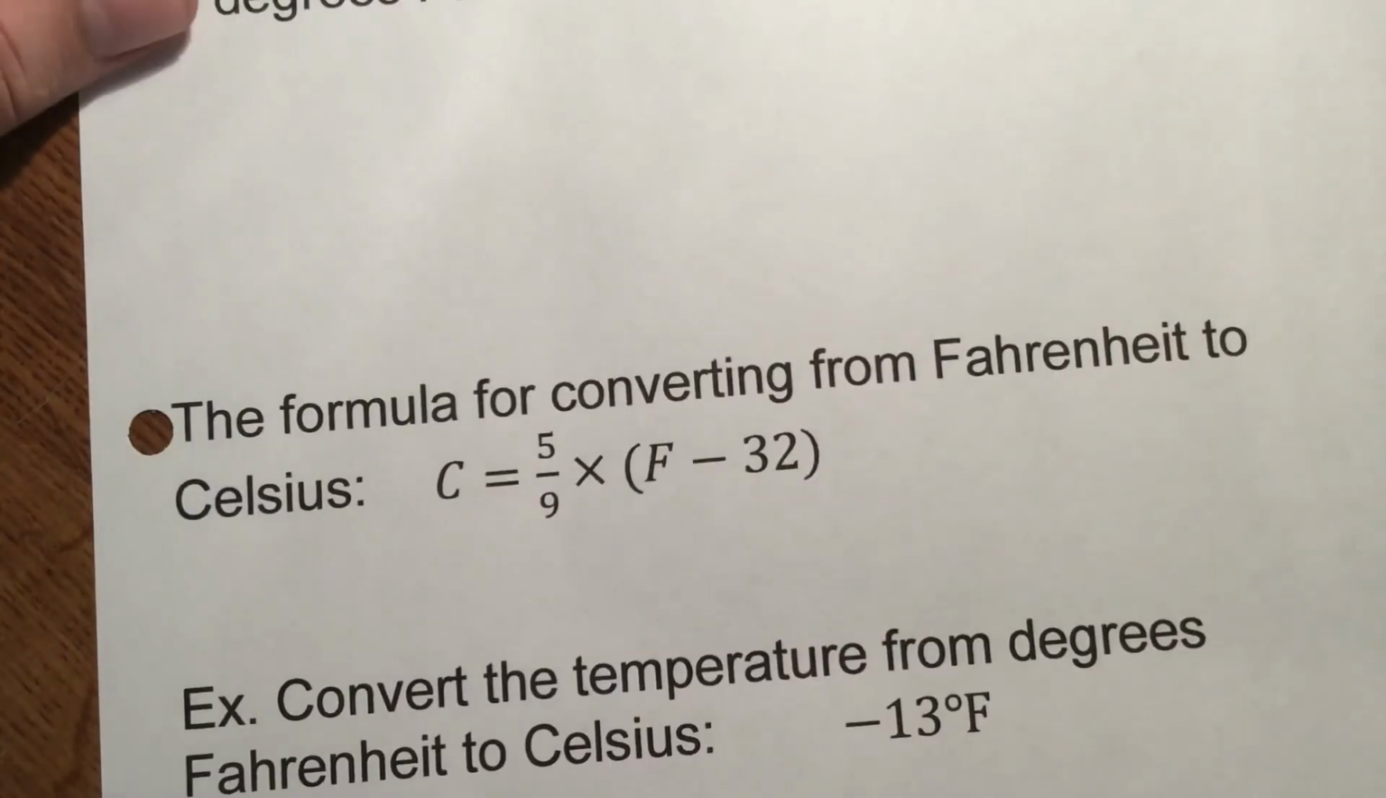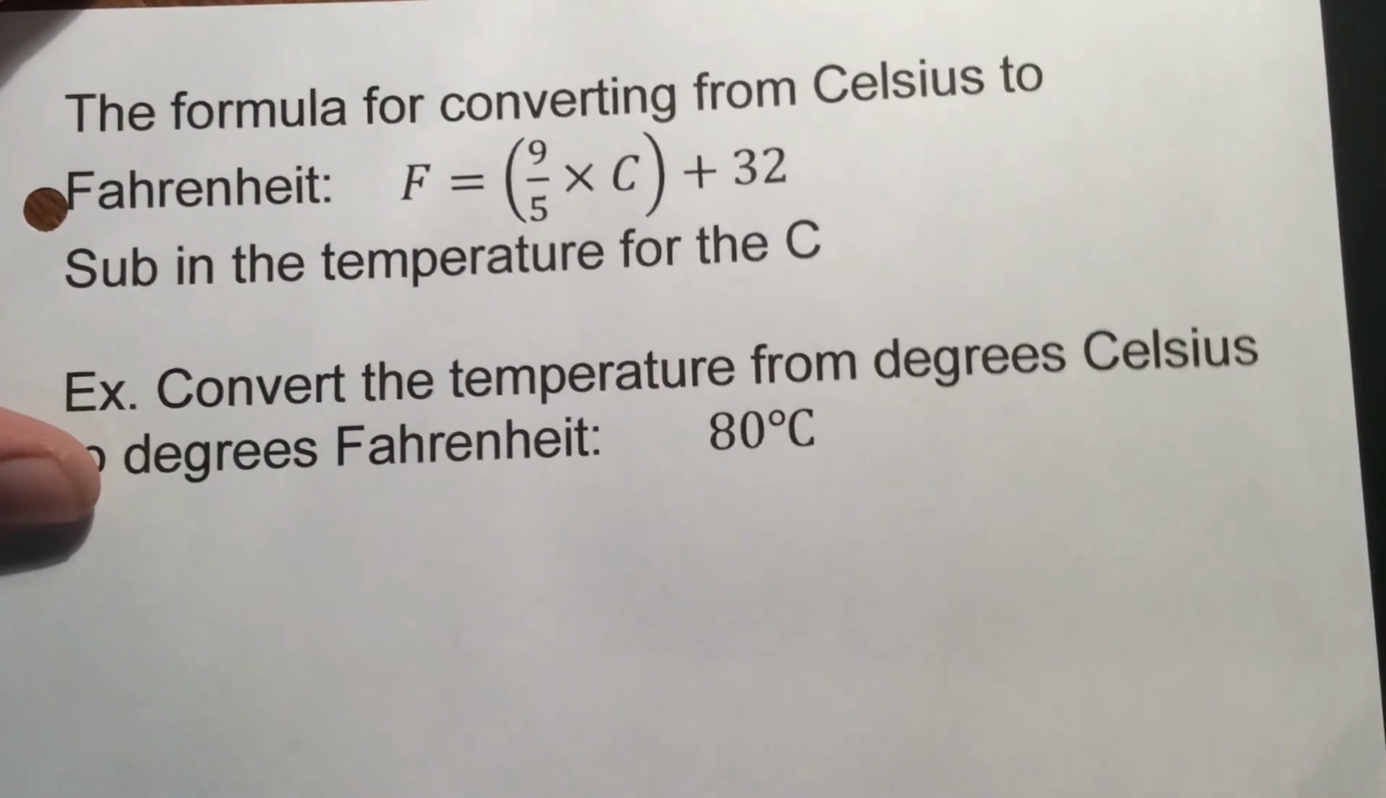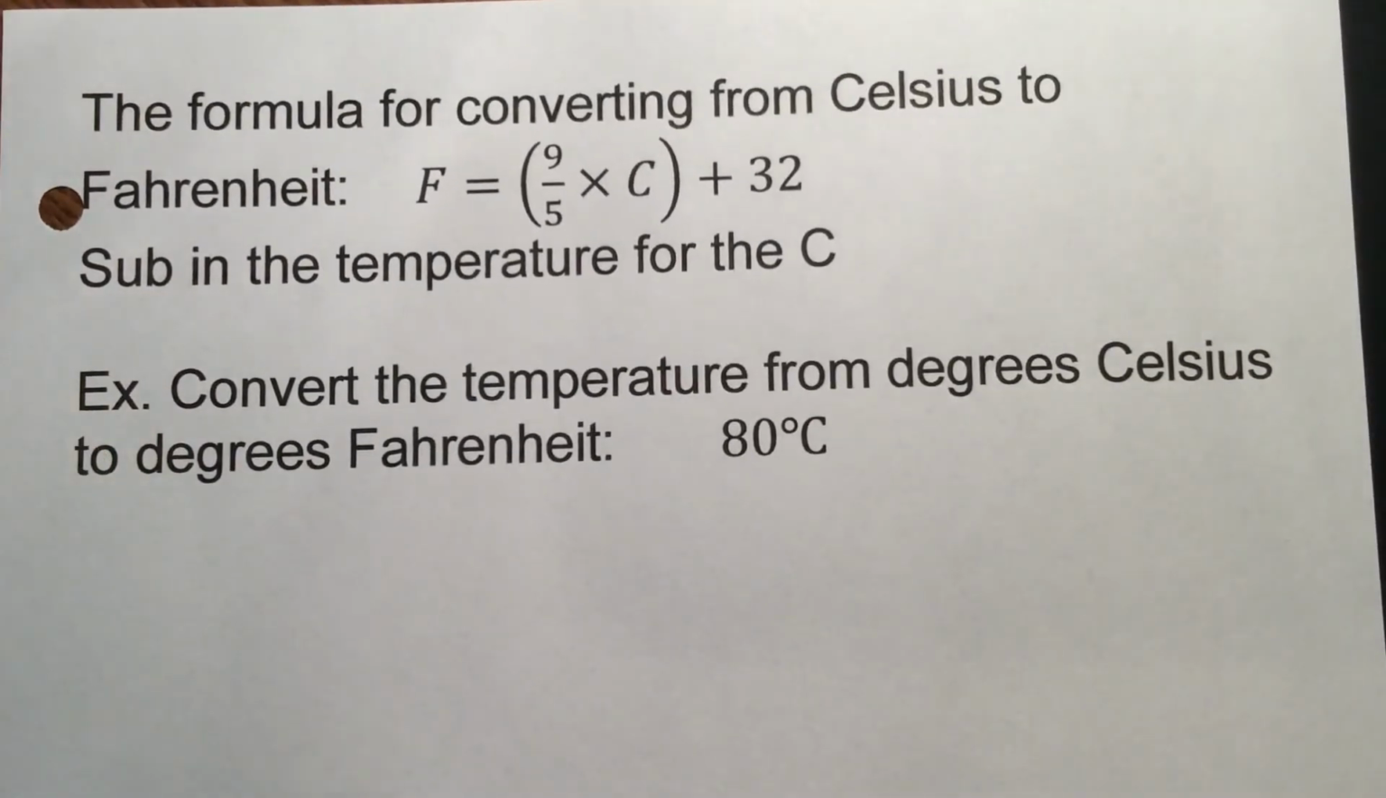The other side of this is you're going to be working with formulas like this to convert stuff over. To convert from Celsius to Fahrenheit, so if we know what Celsius is, we know what Fahrenheit is. We're going to do 9/5 times whatever that degrees is in Celsius, and then add 32 to it. So sub that temperature in for that C. Whatever temperature they give you in Celsius, put it in for the C and solve from there.